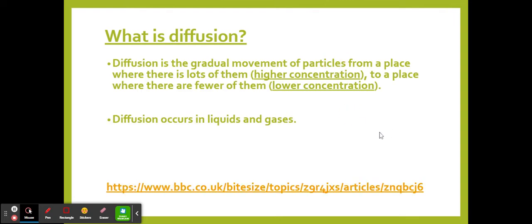Okay, so this is just that definition there, as I've said. Diffusion is the gradual movement of particles from a place where there is lots of them, high concentration, to a place where there's fewer of them, which is lower concentration, and it occurs in liquids and gases. This random movement, this gradual movement, is also due to a process called Brownian motion, which you should have learned about in the lesson before diffusion.